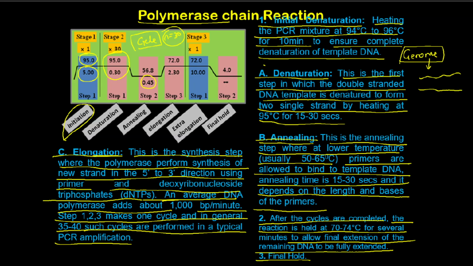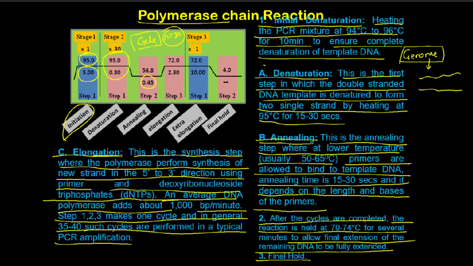in annealing, the next stage will be the annealing stage. So this is the step where, at a lower temperature, generally the temperature is kept between 50 to 65 degrees Celsius. There is a range of temperature that is taken for annealing initially, just to know at what temperature your primers anneal to your template DNA better. So quite a big range of temperature is taken here. So the annealing temperature is the temperature where your primers will bind to your template DNA.